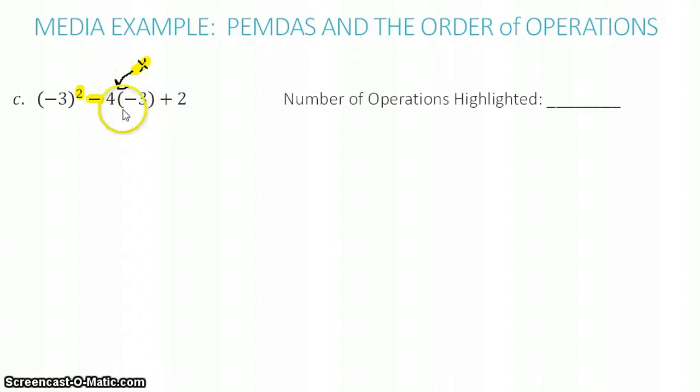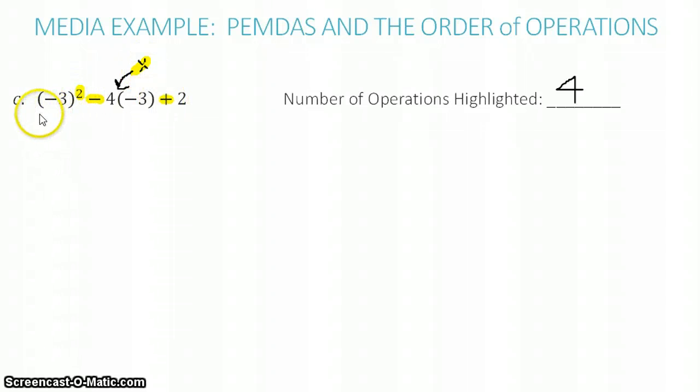Negative 3, no operations in the parentheses. Again, this is just around the negative number. And then we have plus 2. So there's 1, 2, 3, 4 operations. So let's just review this. Negative 3 squared minus 4 times negative 3 plus 2. So, exponents, subtraction, multiplication, addition.